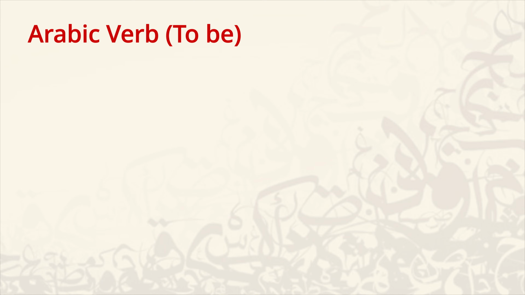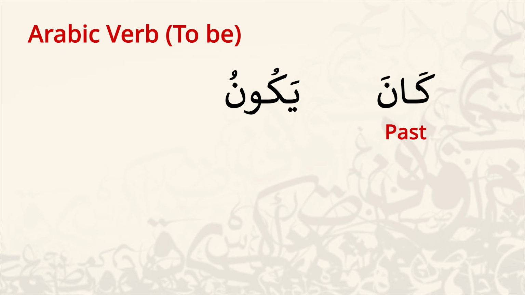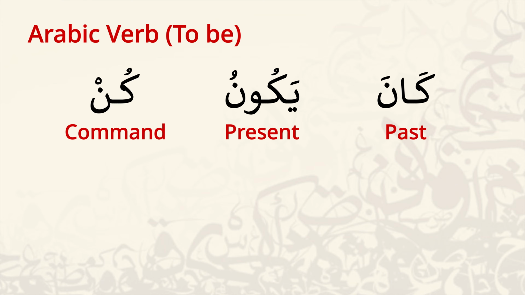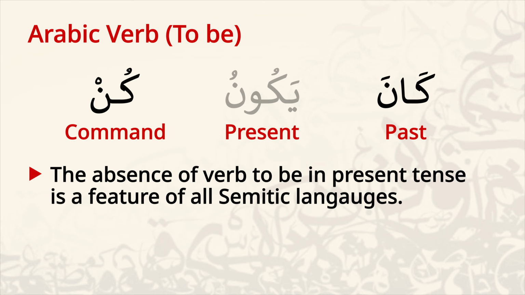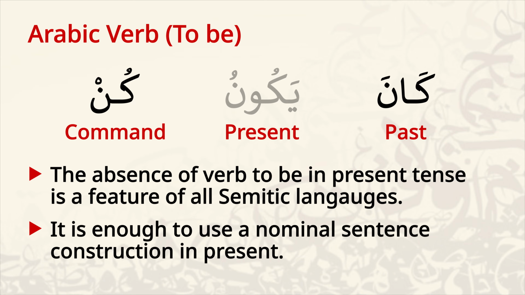Verb to be in Arabic is the verb يكون. كان يكون كن. This verb shows obviously in both past and command, and rarely shows in present. The absence of verb to be in present tense is a distinctive feature of Semitic languages like Arabic and Hebrew. When expressing states of being, it's enough to use a basic nominal sentence construction, which doesn't need verb to be in present. However, verb to be will show up in both past and future to indicate the tense.